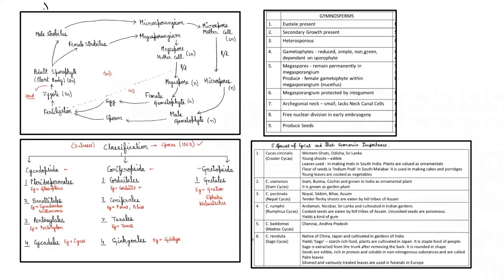So this is the generalized life cycle of gymnosperms. It starts with the adult sporophyte. The main plant body is the adult sporophyte, which is diploid, and it produces strobilus, the cone: the male cone or male strobilus, and the female strobilus. These strobili contain microsporangium and megasporangium respectively.